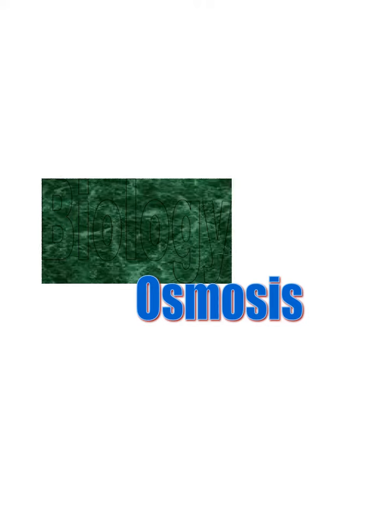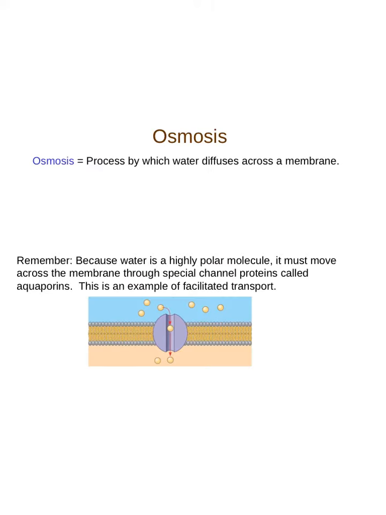All right, bio buddies. Assuming you've seen the presentation on passive transport and diffusion, you are now ready to explore the wonders of osmosis. The definition of osmosis is just the process by which water diffuses across a membrane. We're still talking about diffusion here, so we're still talking about going from high concentration to low concentration, in a situation where the cell doesn't have to expend any energy.